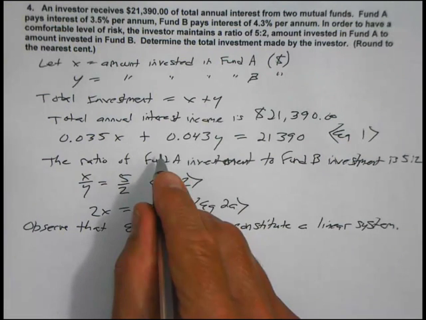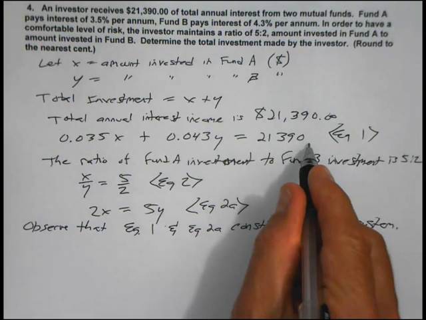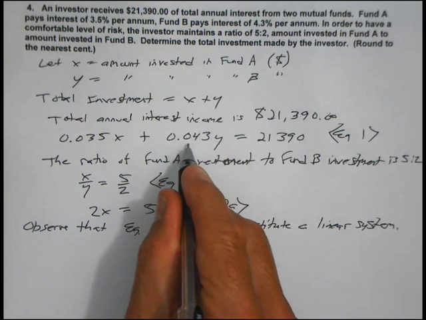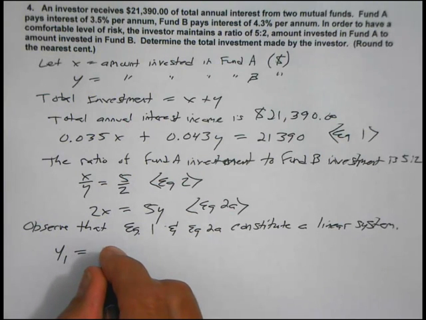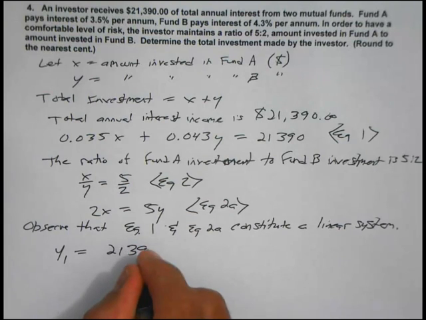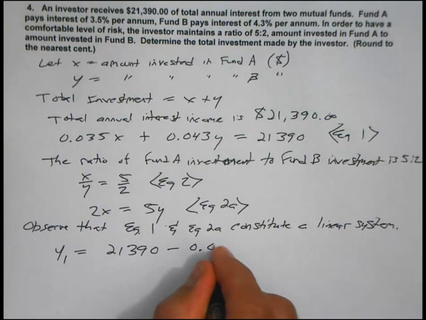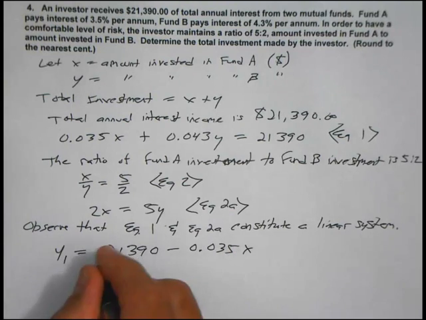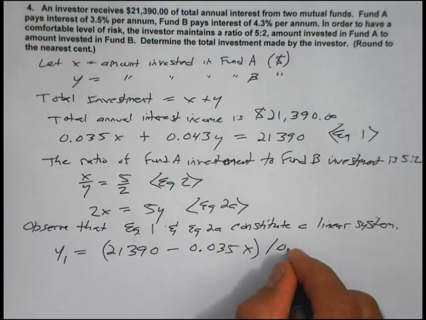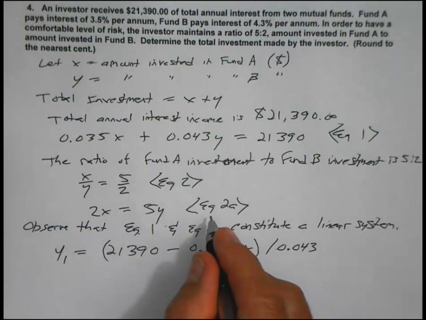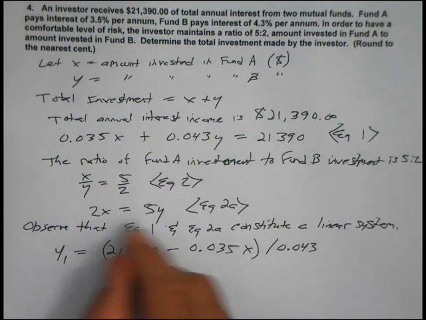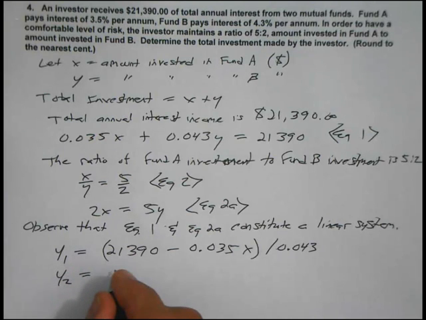This means we need to solve for y. Subtract 0.035x from both sides. Then divide both sides by 0.043. We could have y1 equaling 21390 minus 0.035x divided by 0.043. Okay. In the case of equation 2a, y is solved for pretty easily here. Just divide both sides by 5. Okay, we are ready to go to the calculator.